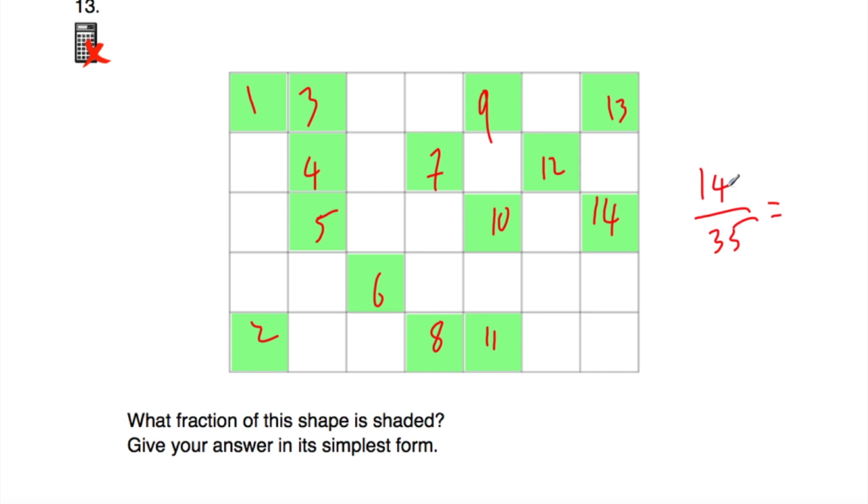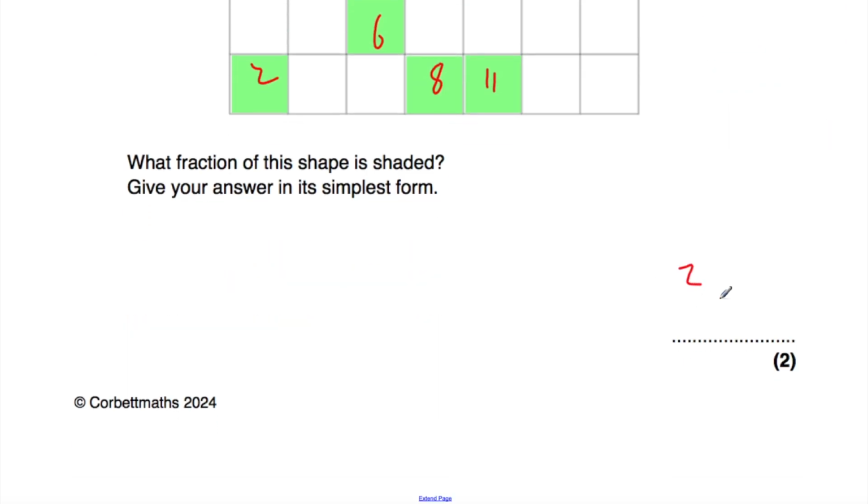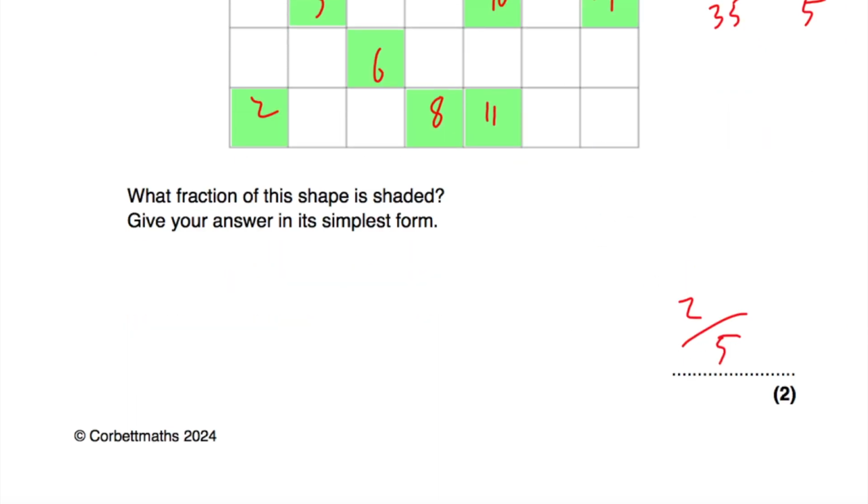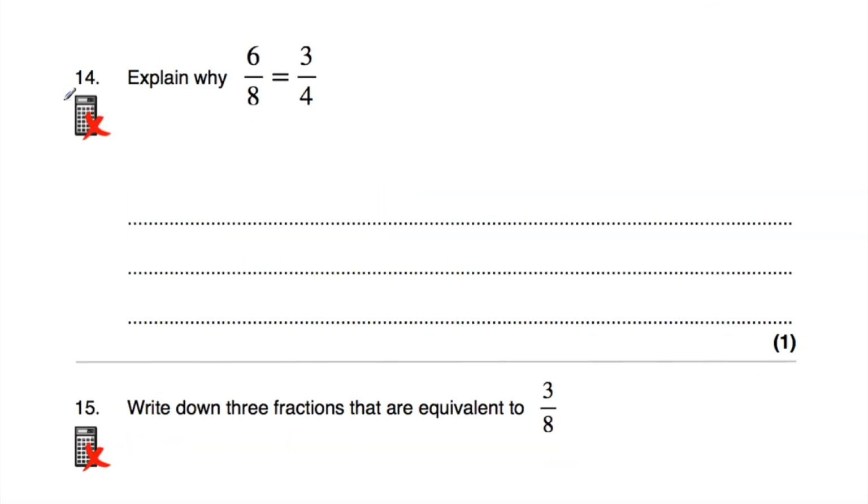So 14 divided by 7 is 2, and 35 divided by 7 is equal to 5. So that means that 2/5 of that shape is shaded. So let's write that down, 2/5. And that's it. So 2/5 of that shape is shaded. Okay, let's look at our next question, question number 14.